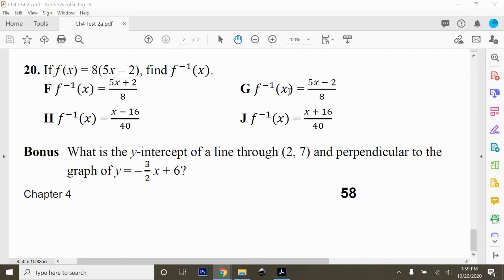Bonus. What is the y-intercept of a line through the point (2, 7) and perpendicular to the graph of y equals negative 3 halves x plus 6?